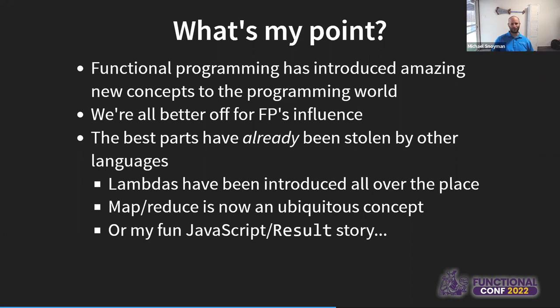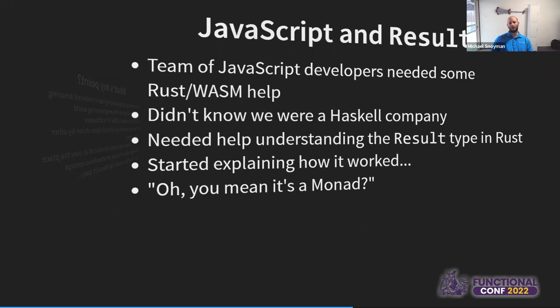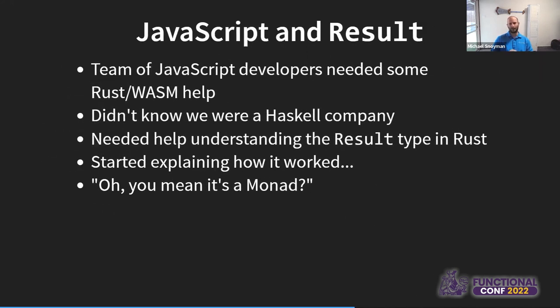I have a particularly fun story, though, about JavaScript and the result type. So I work here at FP Complete, and FP Complete started off exclusively as a Haskell shop, and we've added additional things that we do over the years. One of the things that we now provide is Rust services. We were contacted by a team of JavaScript developers who were working on some front-end code, and they came to us completely for our Rust expertise. They didn't even know that we were a Haskell shop. They didn't know we had anything to do with functional programming.